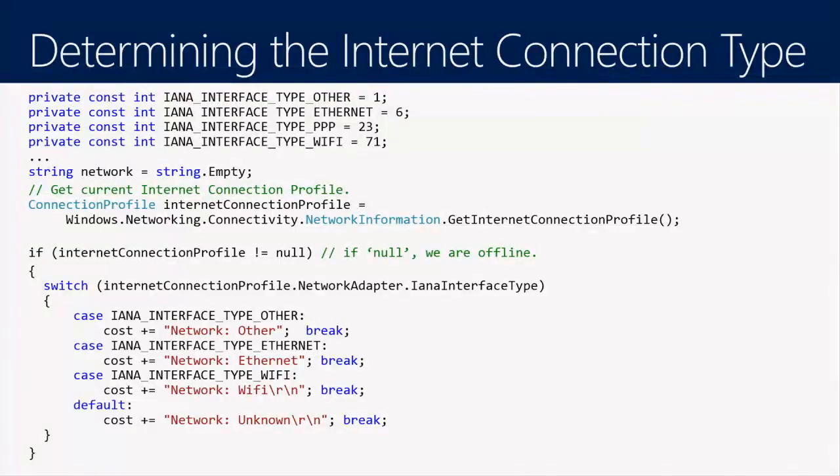Other essentially means we're on cellular data, and then Ethernet, well, probably doesn't really apply to a Windows Phone device, and then Wi-Fi, of course. So the interesting ones are Other and Wi-Fi. If you get Wi-Fi back, you know we've probably got a good, fast, high bandwidth connection, so you can start doing some fairly substantial network transfers.